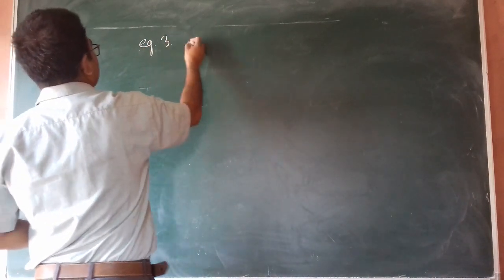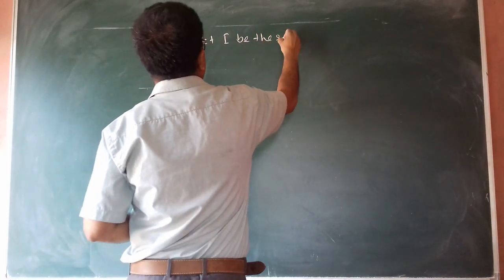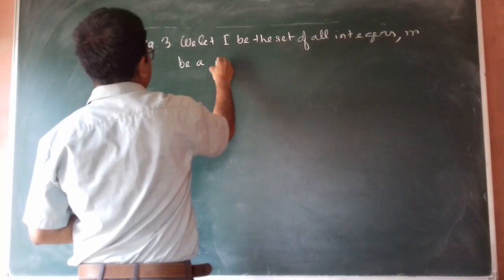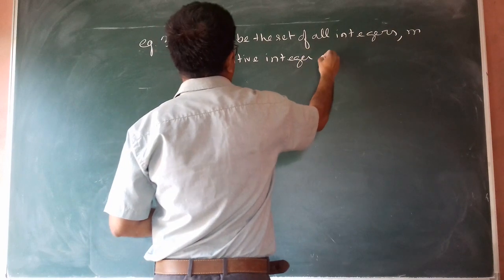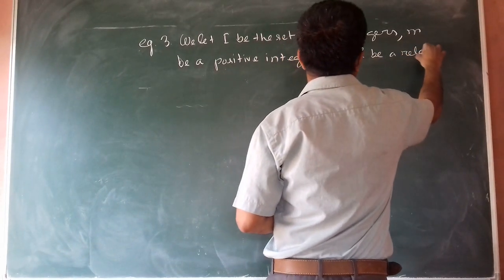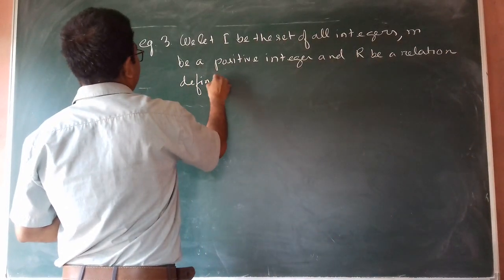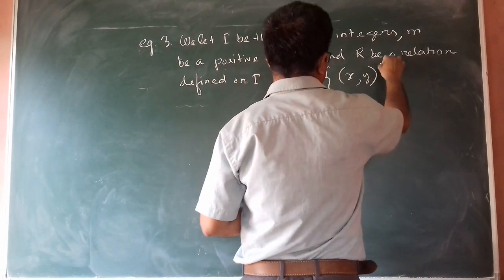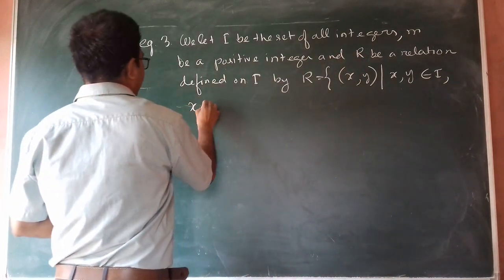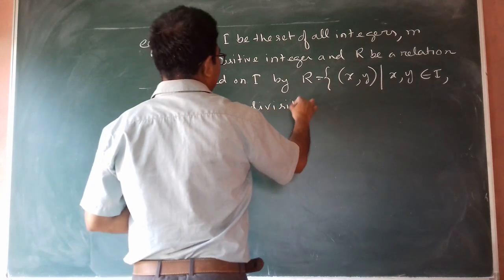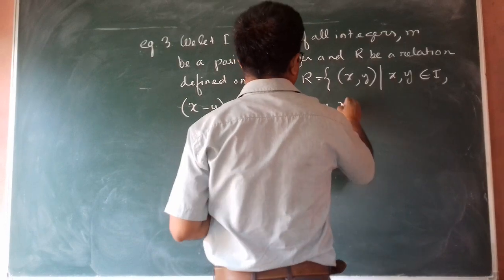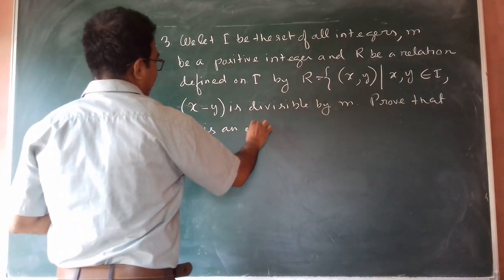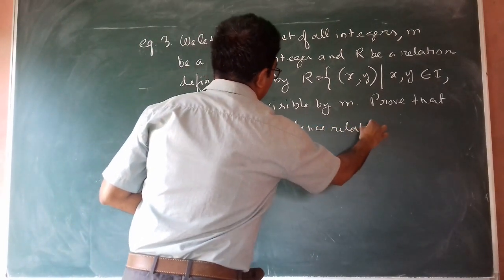So example number 3: we let I be the set of all integers, m be a positive integer, and R be a relation defined on I by R equal to {(x, y) such that x, y belong to I and x minus y is divisible by m}. Prove that R is an equivalence relation.